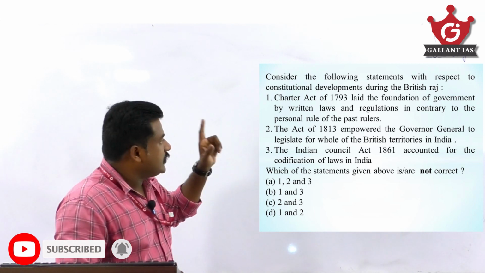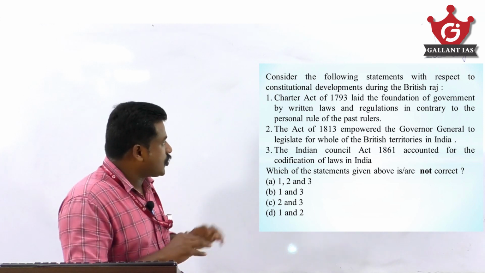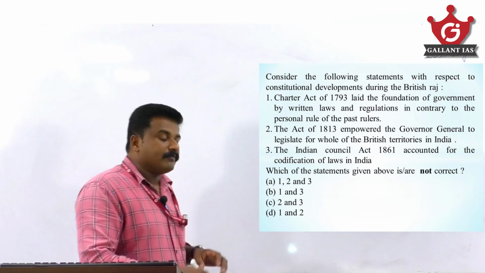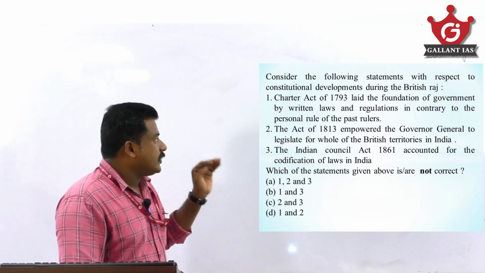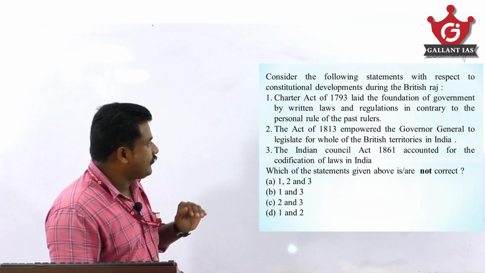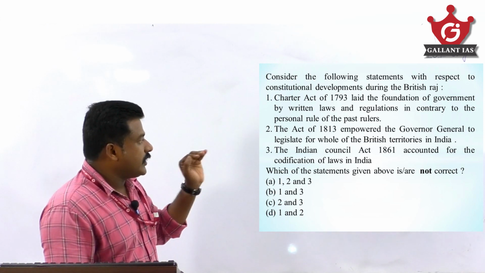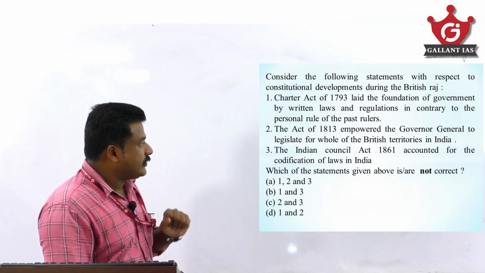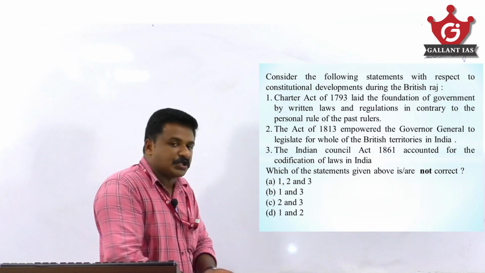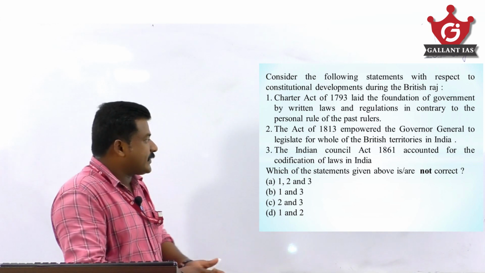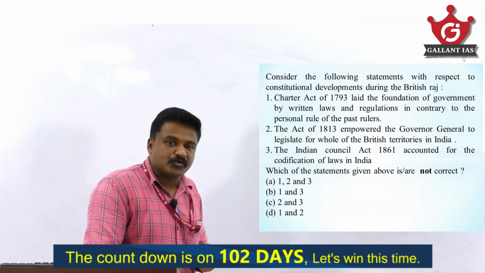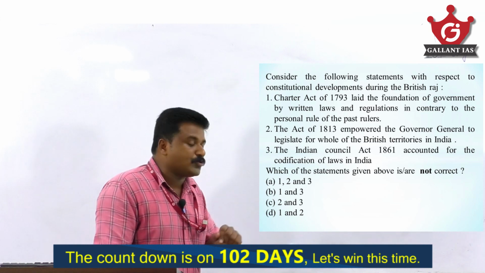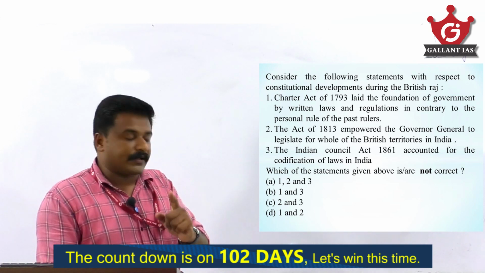Now this question: consider the following statements with respect to constitutional developments during the British Raj. Three statements are there. Charter Act of 1793 laid the foundation of government by written laws and regulations in contrary to personal rule of the past rulers. Act of 1813 empowered the Governor General to legislate for whole of the British territories in India. The Indian Council Act 1861 accounted for the codification of laws in India. The question is asking which of the statements given above is or are not correct. They are asking for the not correct one.